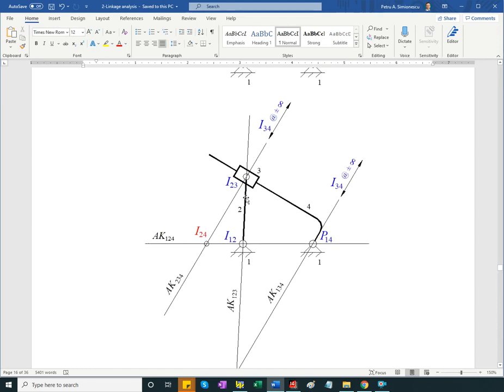Okay, and I'm even labeling Kennedy lines. As you can see, 1, 2, 4. So 1, 2, and 1, 4, 1, 2, 4. If you connect points that belong to other than three bodies, that's not the Kennedy line. So if I were to connect, say, this point here with this point, I'll have four bodies contributing instant centers. I have 2, 3, and 1, 4. So it'll be 1, 2, 3, 4. This is not a Kennedy line.